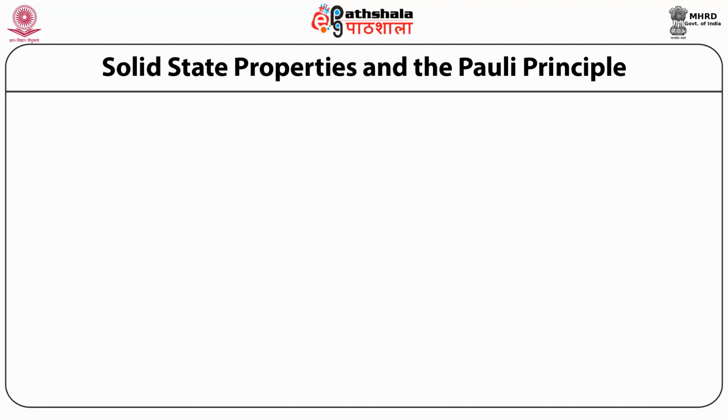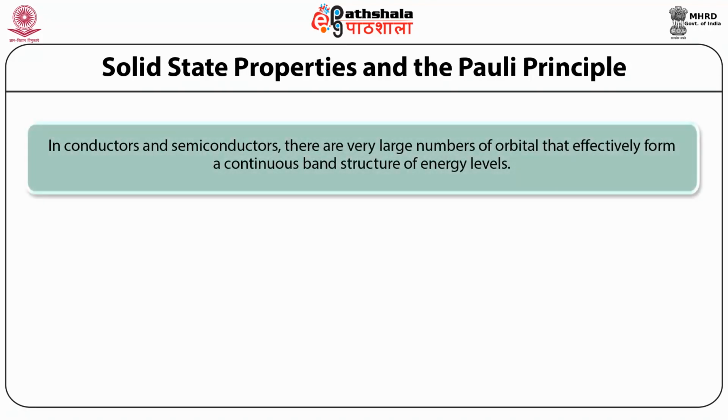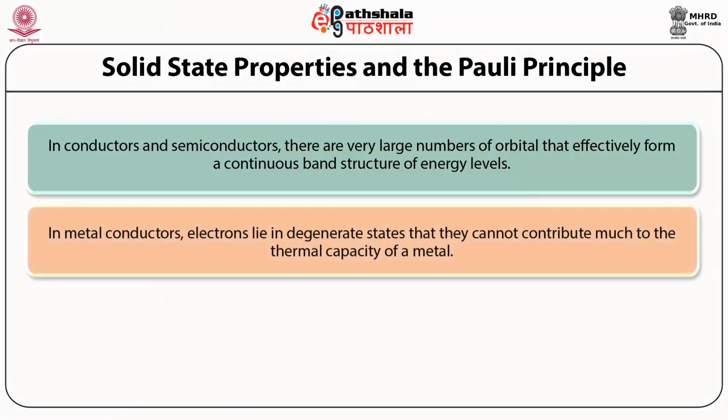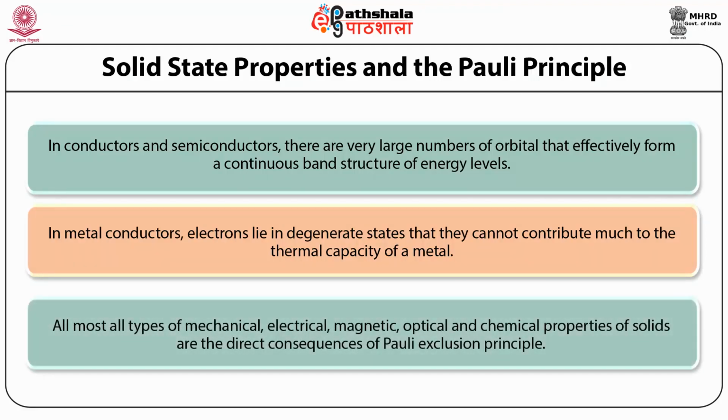Solid state properties and the Pauli principle. In conductors and semiconductors, there are very large numbers of orbitals that effectively form a continuous band structure of energy levels. In metal conductors, electrons lie in degenerate states so that they cannot contribute much to the thermal capacity of a metal. Almost all types of mechanical, electrical, magnetic, optical and chemical properties of solids are the direct consequences of the Pauli exclusion principle.